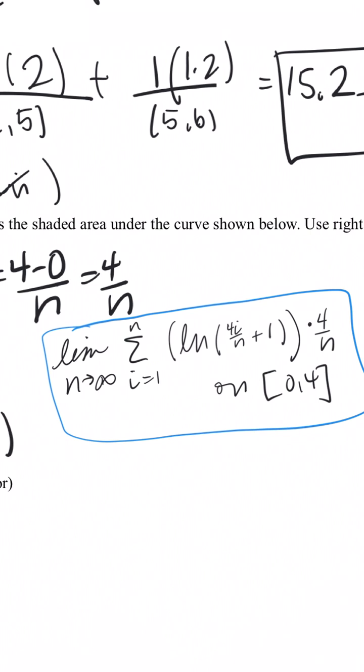Okay, lastly, it says calculate L2. That means left rectangular approximation method.